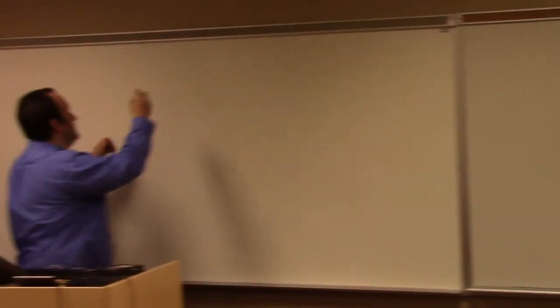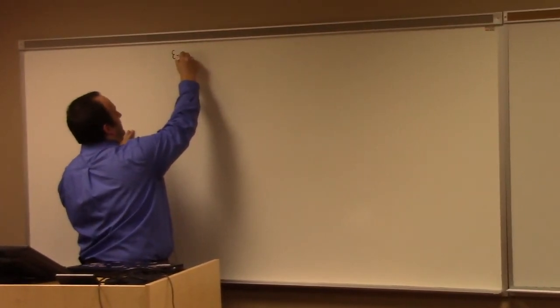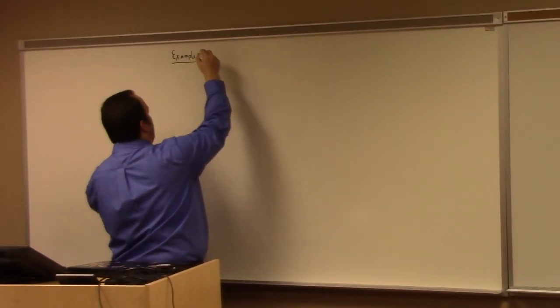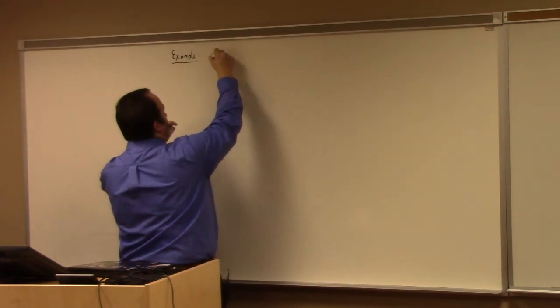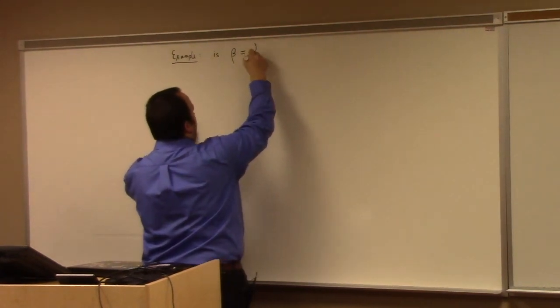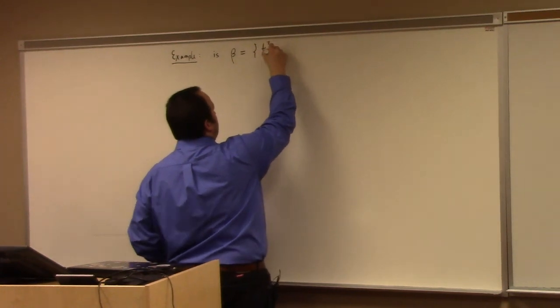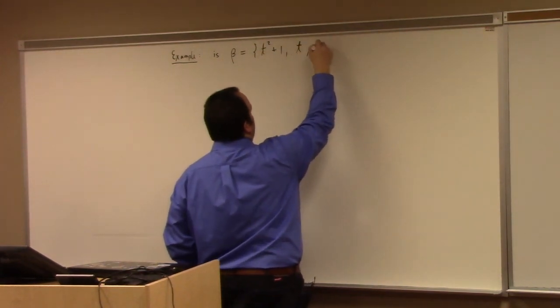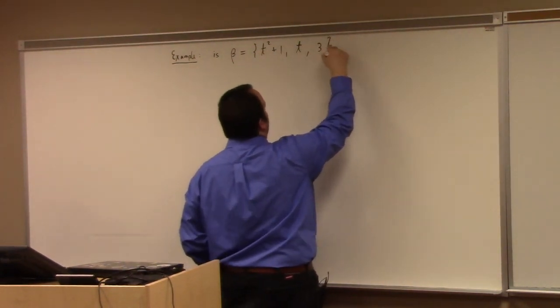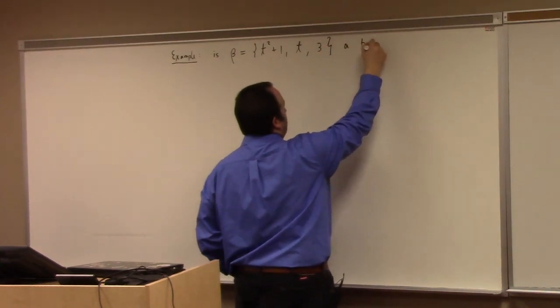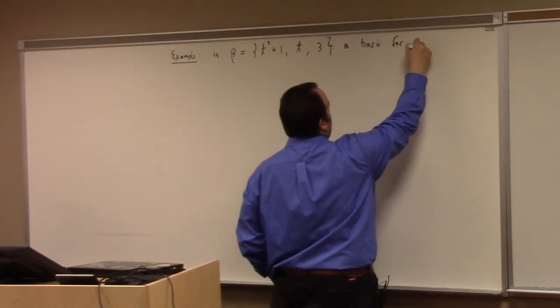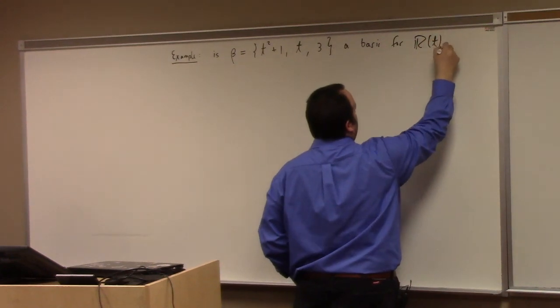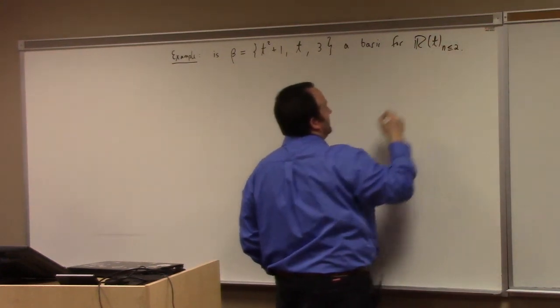Here, suppose we consider beta, 1, t, t squared plus 1, t^3. Is it a basis for R[t] with degree less than or equal to 2?